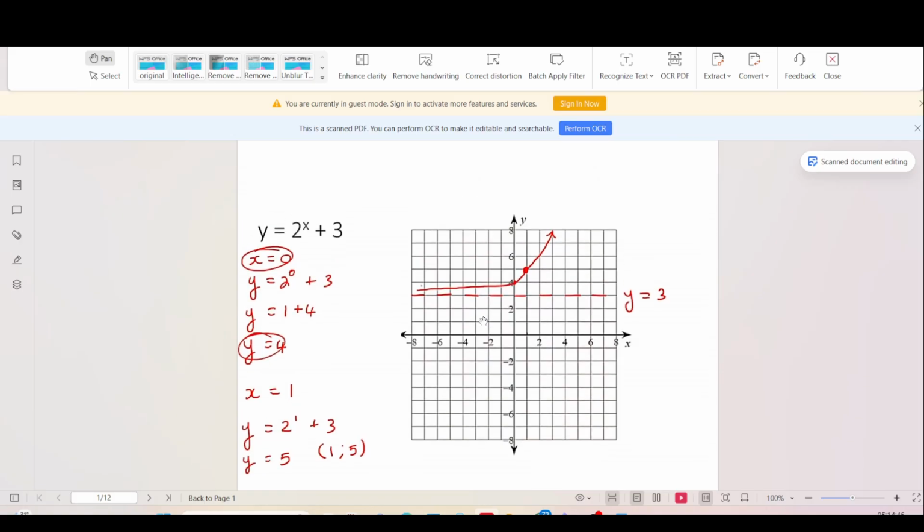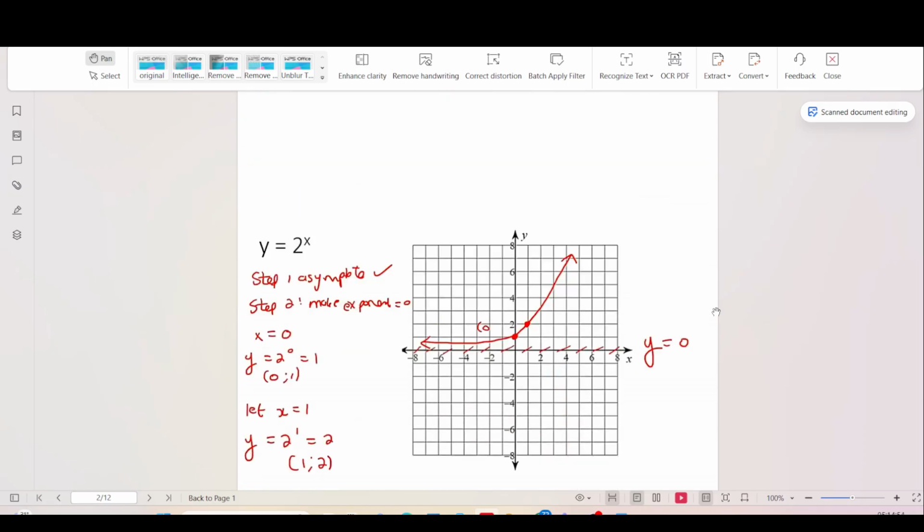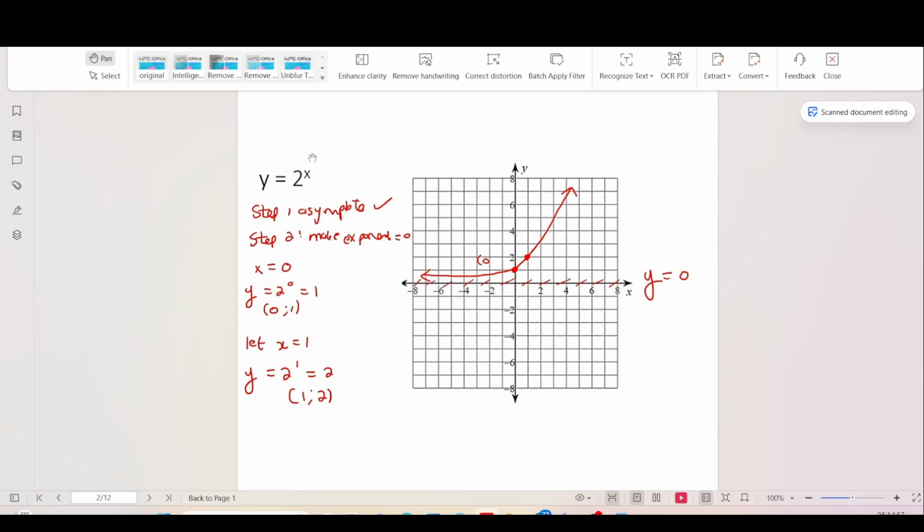Can you go back to it? So x equals 0, y equals 4. Okay, I got it. If there is no asymptote, you have to draw it on y equals 0. Like in this case there is no asymptote, so it will be y equals 0.